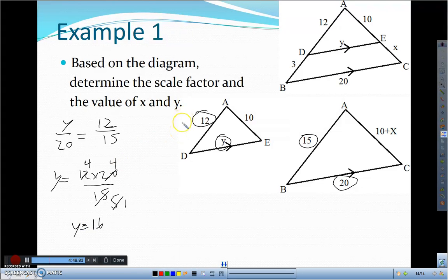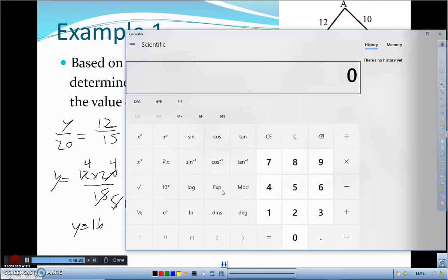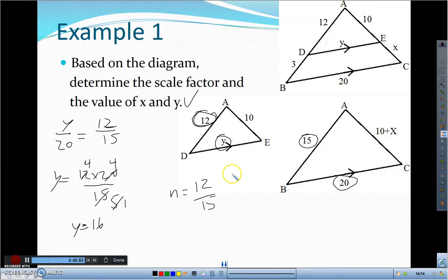So we found the value of x and y. We did not find the scale factor yet. To find the scale factor, we just take these numbers here, one side over the other. So n would be equal to 12 over 15. Using my trusty calculator, 12 divided by 15 is 0.8. So 0.8 is the scalar factor.